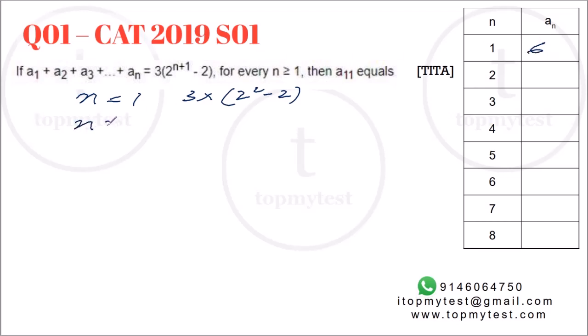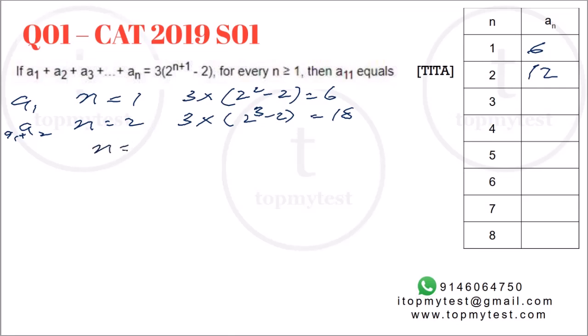If I put n is equal to 2, you will get 3 into 2 to the power 3 minus 2. Right. This will be 8 minus 2, 6. 6 into 3 is 18. Now, this is not going to give you A2 directly. This is A1 plus A2. So this is the sum of first two terms, out of which I know A1 already. A1 is 6. So A2 will be 18 minus 6, which is 12.